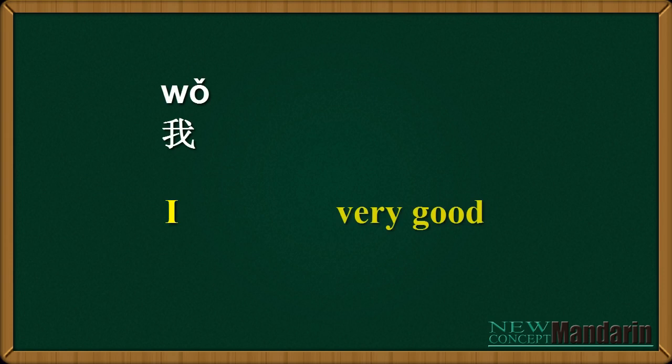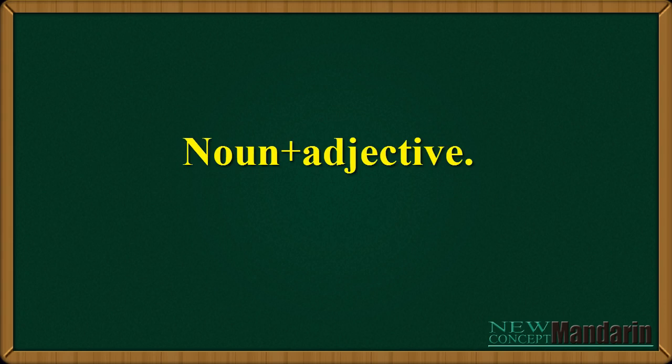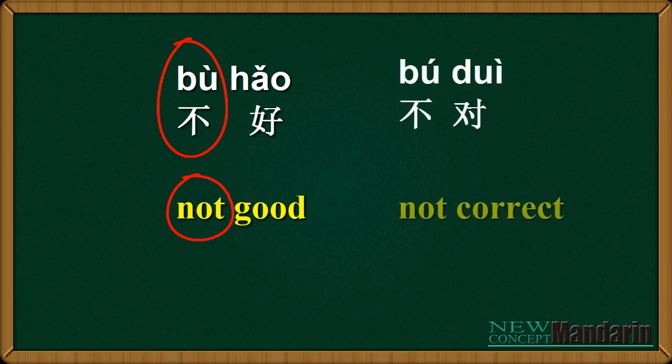We have learned I, 我. Very good, 很好. There you go, 我很好. I'm very good. In Chinese, a noun plus an adjective is a complete sentence. You do not need the verb to be, 是, as in English. If you have a bad day, hope not, and want to say not good, I'm not good, we can say 不好. 不 means not or no. It is the same word as in 不对, not correct.